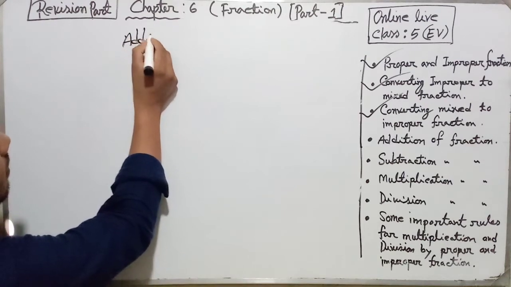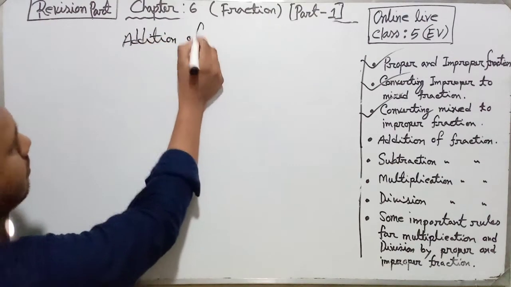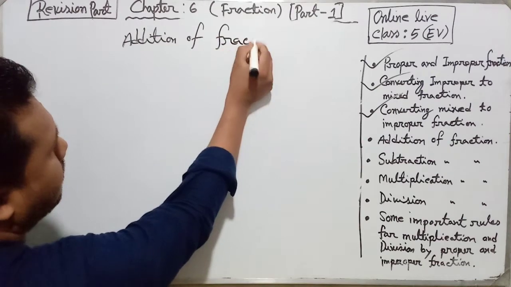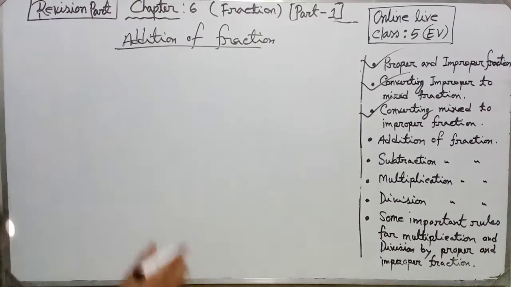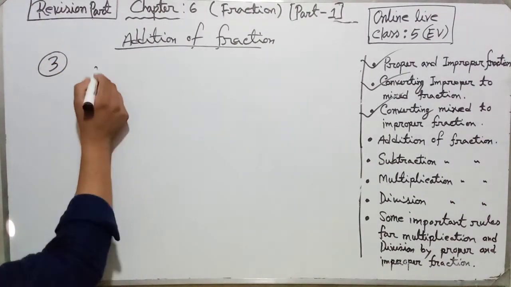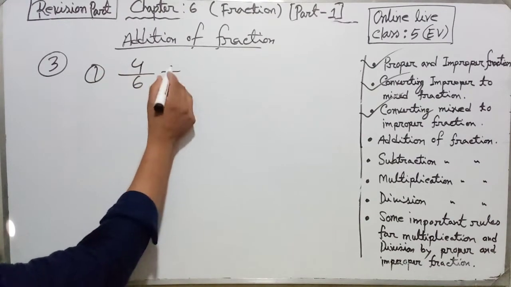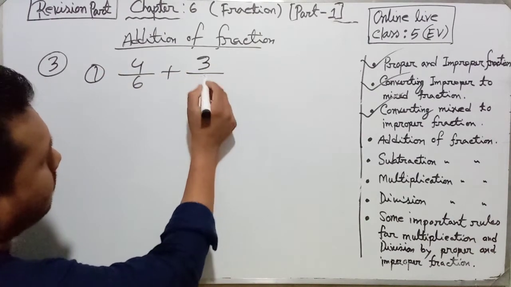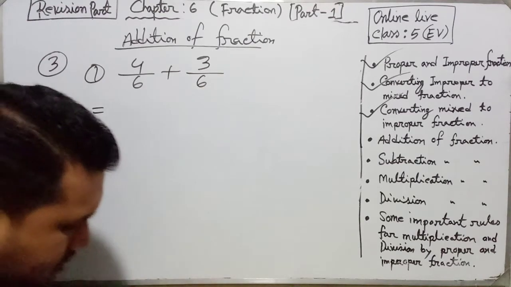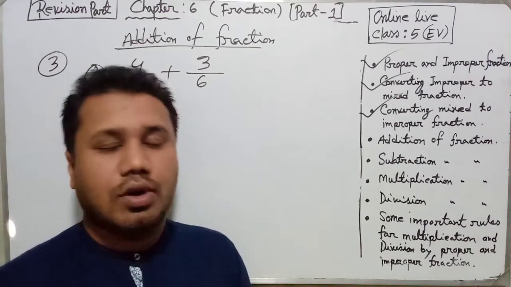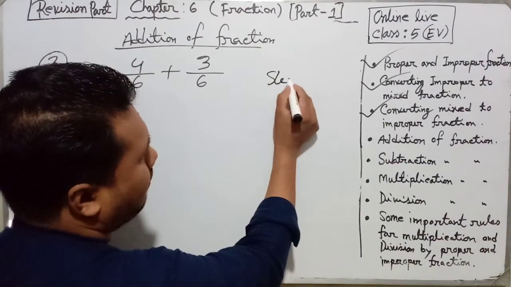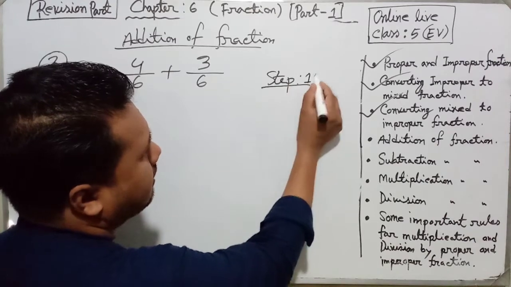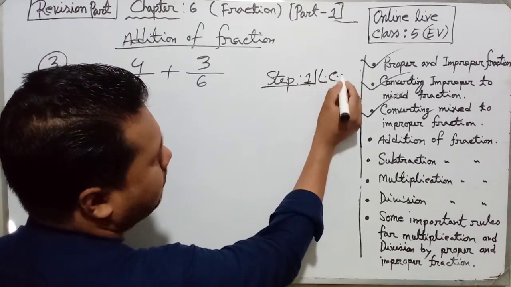Now, addition of fractions. Dear students, suppose in your problem number 1, 4 by 6 plus 3 by 6. For finding the value of the sum, at first you have to take the LCM. That is our step 1.